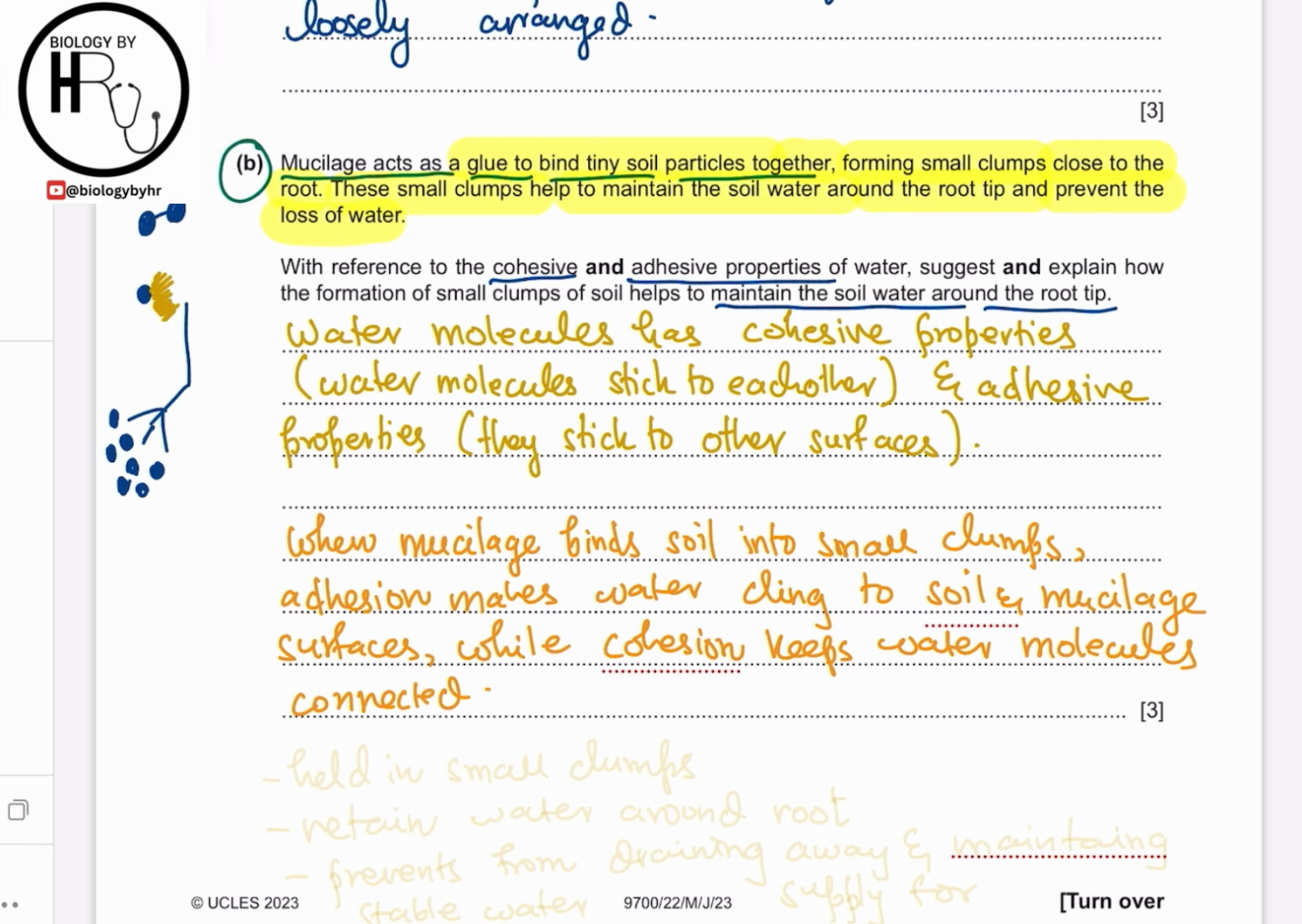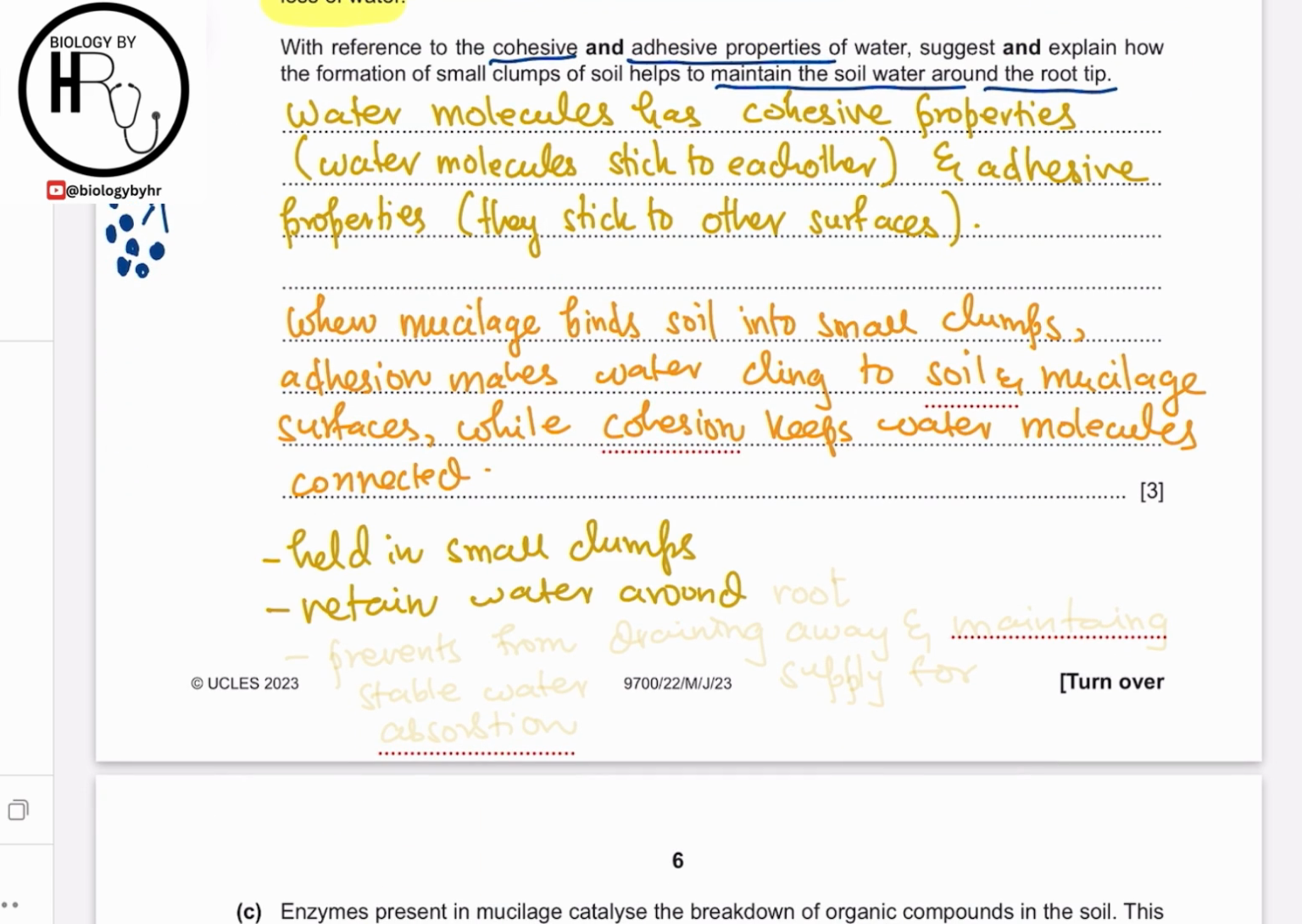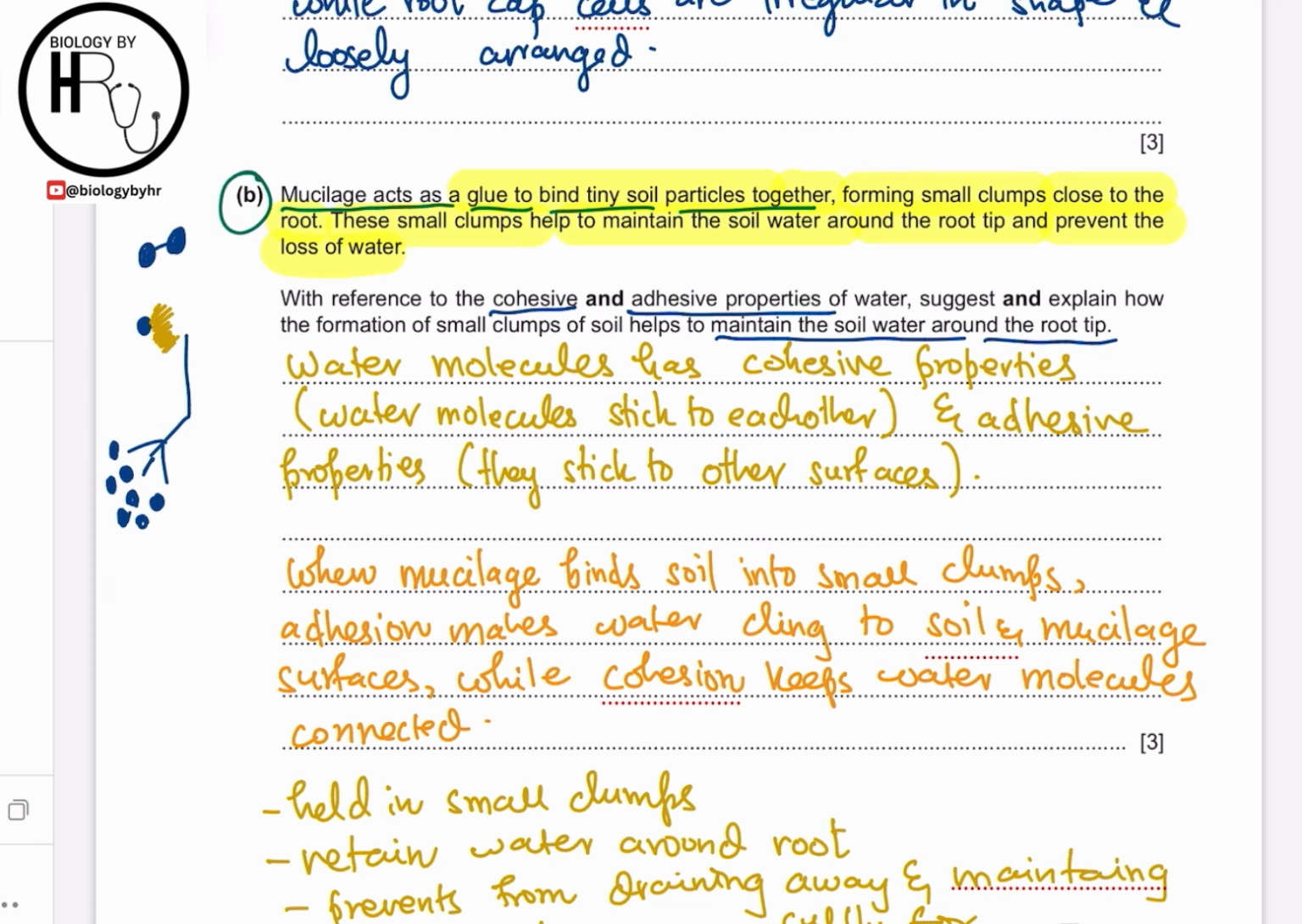So how are these adhesive and cohesive forces helping to maintain the soil water around the root tip? We have talked about how these forces allow the water to be held in the small clumps of the soil near the root tip. So these cohesive and adhesive forces are going to retain the water around the root, and it is going to prevent the water from draining away, maintaining a constant, or you can say a stable, water supply for the absorption. So this is basically how you are supposed to answer this question.